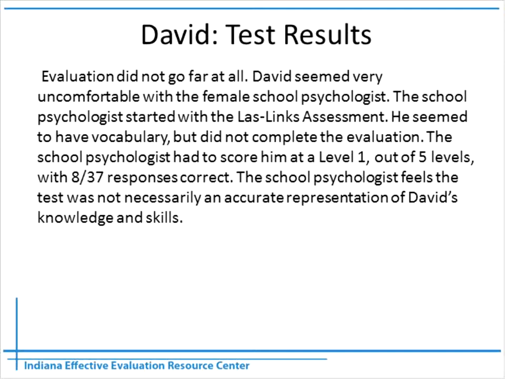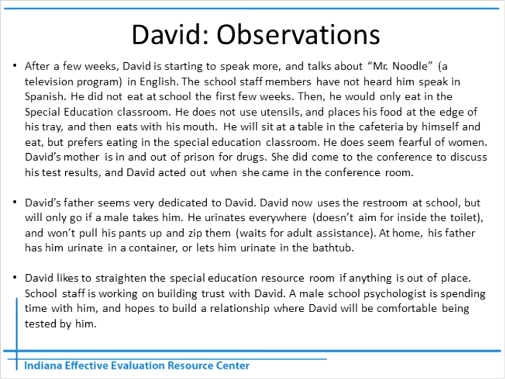Testing was attempted, but as you can see here, as it was noted, it didn't go very far. The child himself seemed very uncomfortable and reticent to work with the female school psychologist in this case. And the Lost Links was attempted, obviously, to get the language proficiency. And he did seem to have some vocabulary, but not enough to even complete evaluations. So he was scored level 1 out of 5 with only 8 out of 37 responses correct. So the psychologist feels, well, maybe he can do better, but he's not cooperative, so it's difficult to really get anything out of him. And there's not much you can do in that kind of a case.